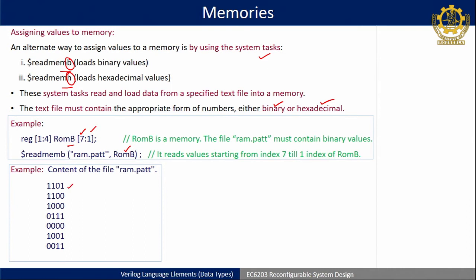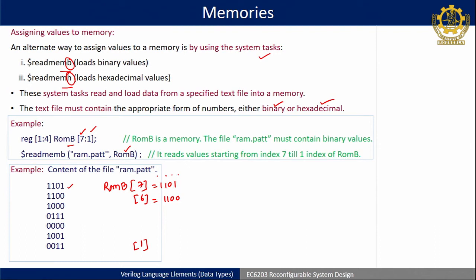Understood my point? So, here ROM B is like 7, where 4-bit data will be stored. So, like this it will go up to 1. So, 1101 will be stored here. Okay. Similarly, if ROM B 6 is there, then 1100 will be stored. So, this is one way of assigning values to the memory locations.